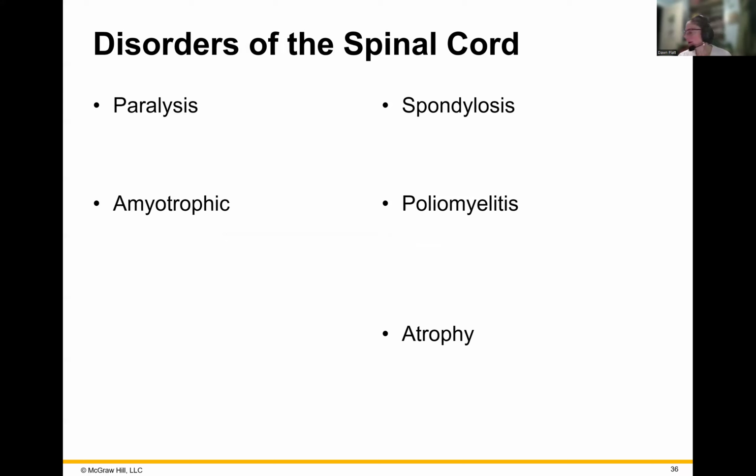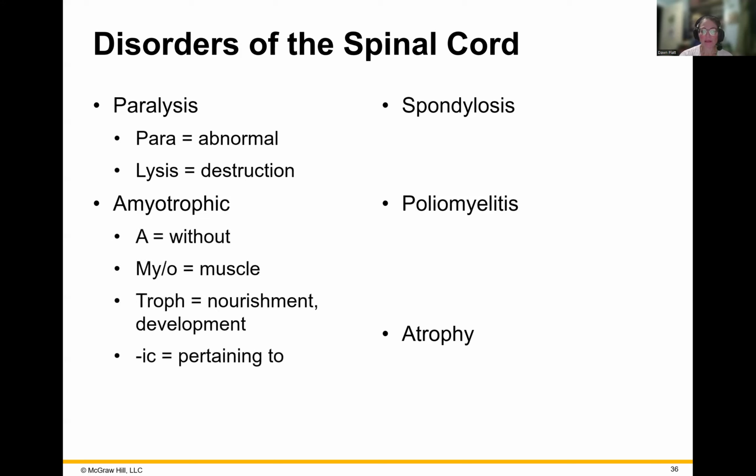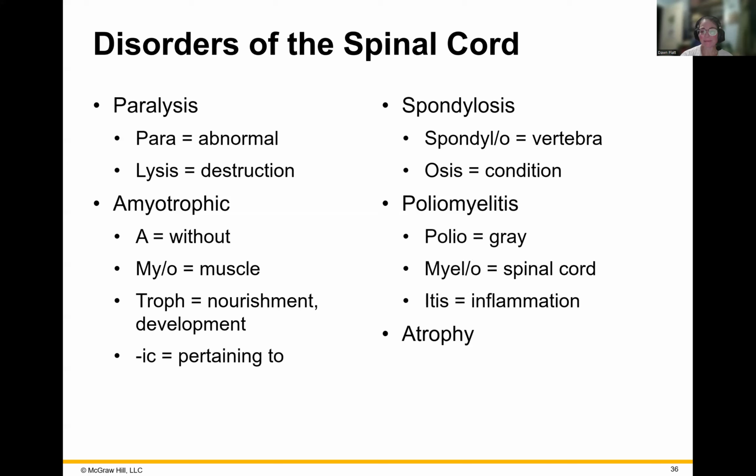And then we have this area, which has to do with disorders of the spinal cord. If you have a spinal cord injury or an actual disease: paralysis, amyotrophic, which refers to amyotrophic lateral sclerosis, spondylosis, poliomyelitis, and atrophy.